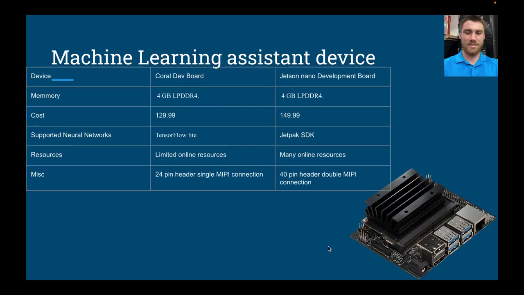For the computing device, we had two options to choose from, the Jetson Nano Development Board and the Coral Dev Board. We chose to use the Jetson Nano as it had more pin headers and more MIPI connections, allowing for a wider range of development options, as well as it had more online resources, as this is a very popular device utilized by many different projects.